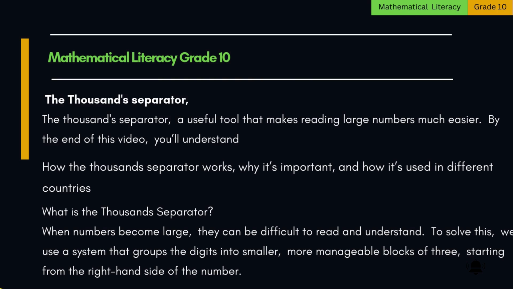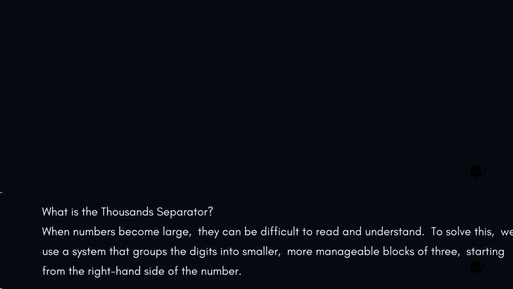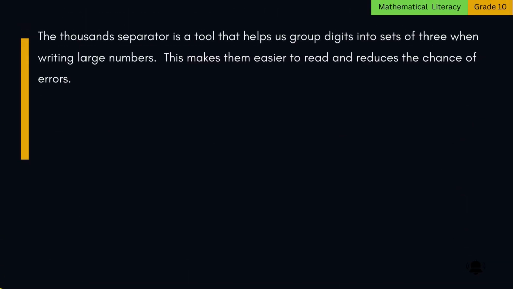When numbers become large, they can be difficult to read and understand. To solve this, we use a system that groups the digits into smaller, more manageable blocks of 3, starting from the right-hand side of the number. The thousand separator is a tool that helps us group digits into sets of 3 when writing large numbers. This makes them easier to read and reduces the chance of errors.